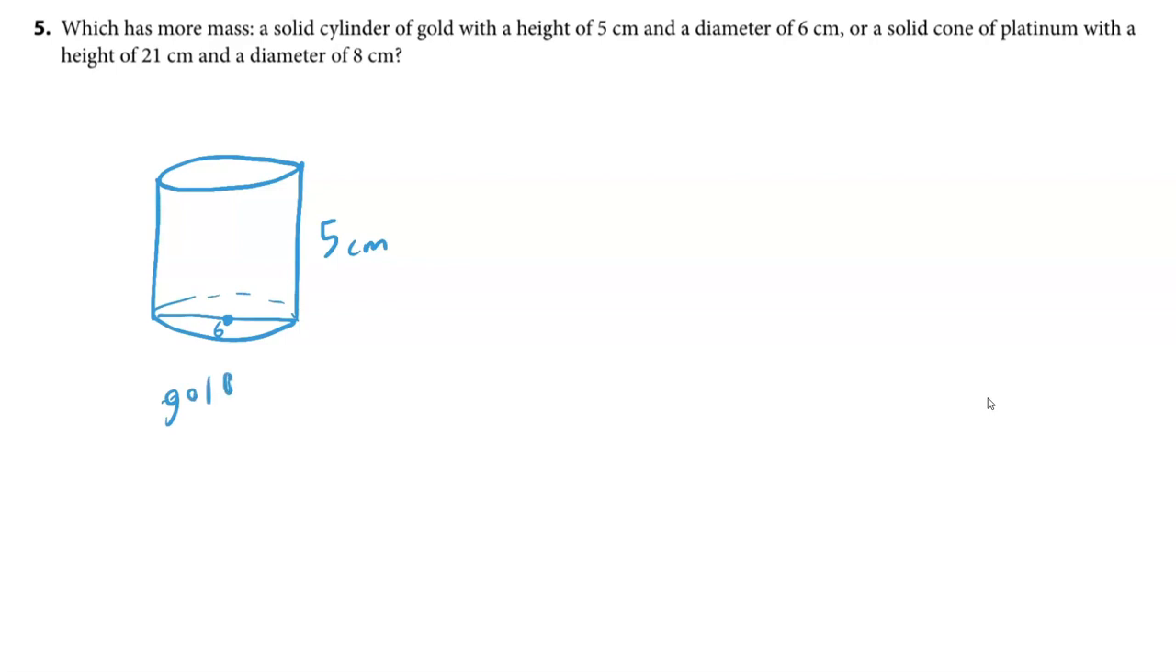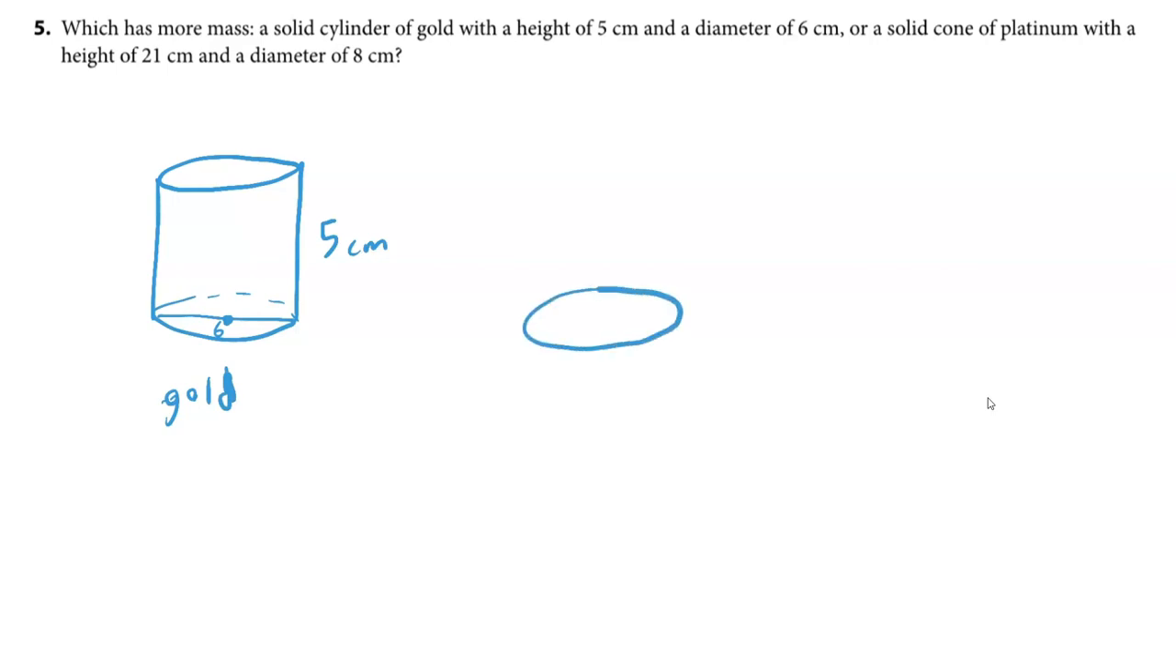That was exciting. So, which has more mass? A solid cylinder of gold, which has a height. So let's draw that cylinder. Okay, has a height of 5 centimeters and a diameter of 6 centimeters. So I'm going to draw a diameter here of 6. This is gold. Or a solid cone of platinum.